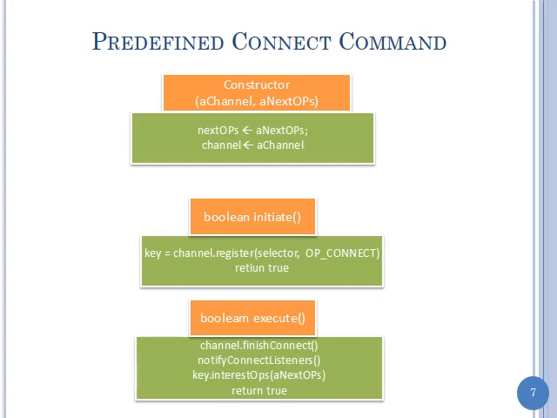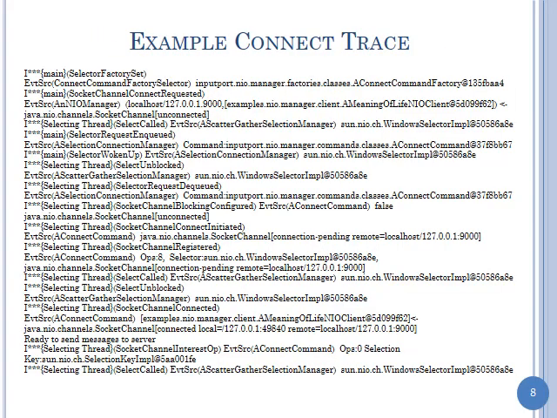Okay, so let's go with the connect trace. Very similar. You don't say enable accepts. You say I'm requesting connects. Okay, and notice that the channel at this point is unconnected. So when you first create the channel, it's unconnected. Okay, and you expressed an interest in this. This is the main thread. The main thread enqueues a request. This time it's the connect request that's being enqueued.